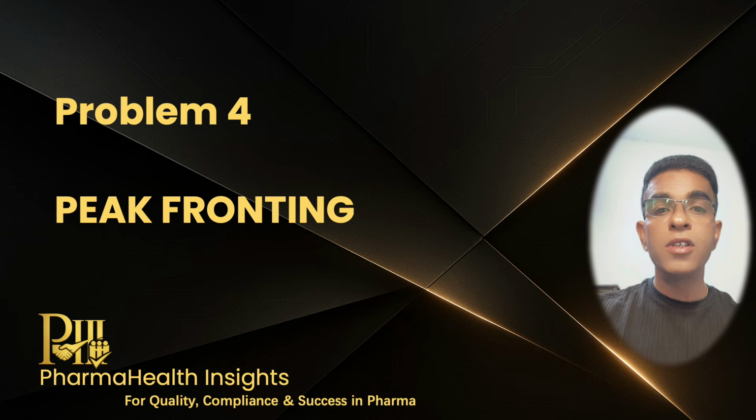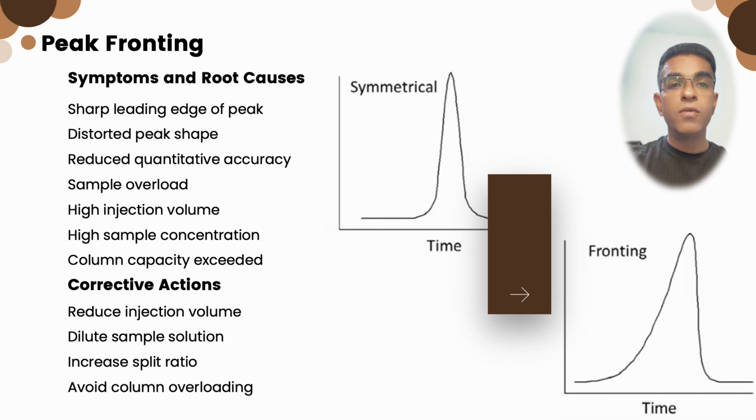Let's now move on to the opposite peak shape problem, that's peak fronting. Peak fronting is observed when the front portion of the peak appears sharp and compressed while the remaining portion spreads abnormally. This problem is almost always related to sample overload. When too much analyte enters the column at once, the stationary phase cannot retain it effectively, resulting in fronting. This issue is not due to instrument malfunction, it is purely related to injection conditions. Reducing injection volume or diluting the sample usually corrects this problem immediately. Increasing split ratio also helps limit the amount of sample entering the column.